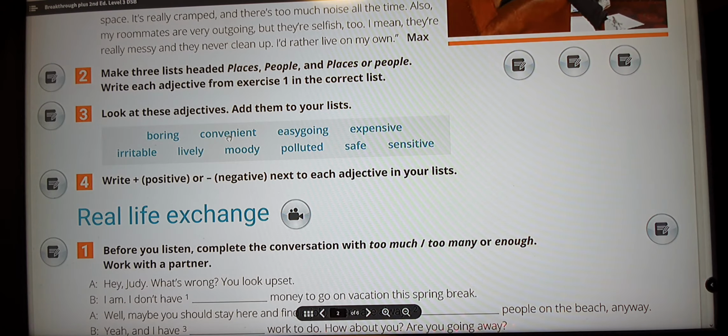I live next door to a gym doc restaurant. That's very convenient. I don't have to get in my car. I don't have to go far. Easygoing. Somebody who's easygoing is not easily stressed.